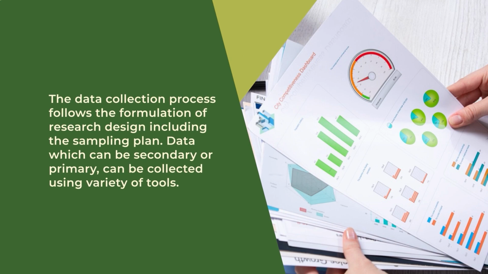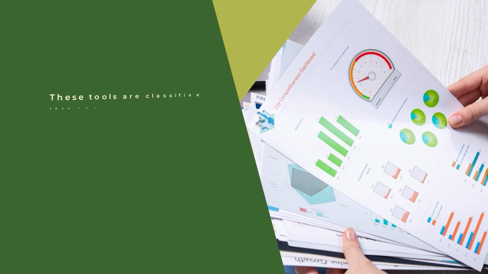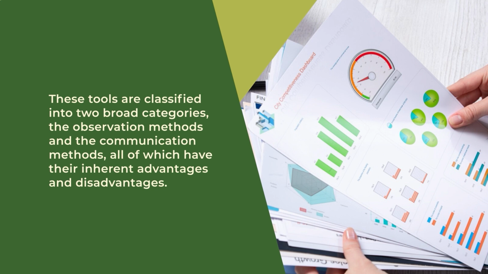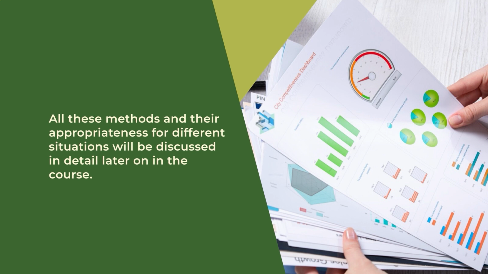The data collection process follows the formulation of research design including the sampling plan. Data, which can be secondary or primary, can be collected using a variety of tools. These tools are classified into two broad categories, the observation methods and the communication methods, all of which have their inherent advantages and disadvantages. All these methods and their appropriateness for different situations will be discussed in detail later in this course. Once the data has been collected, it has to be converted to a format that will suggest an answer to the problem identified in the first step.